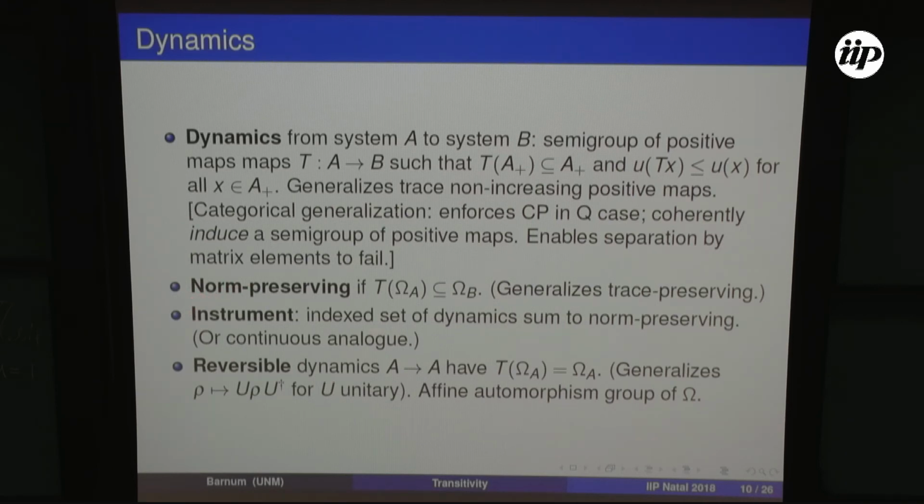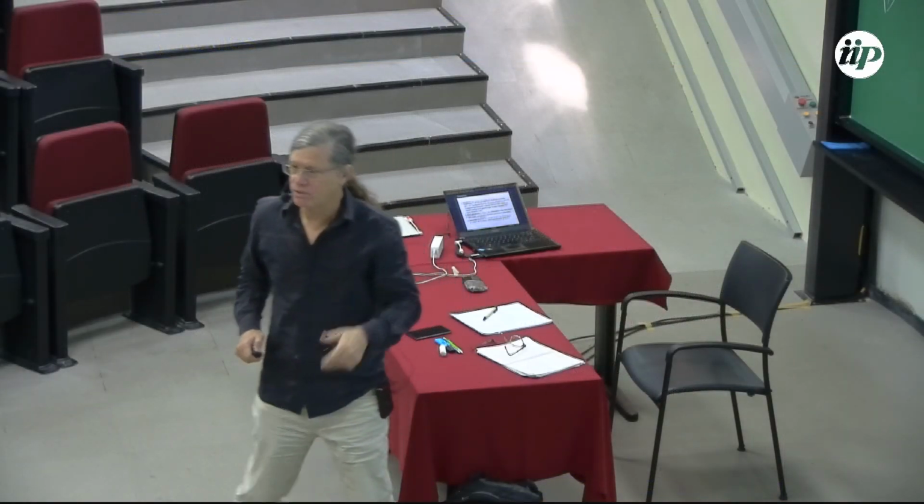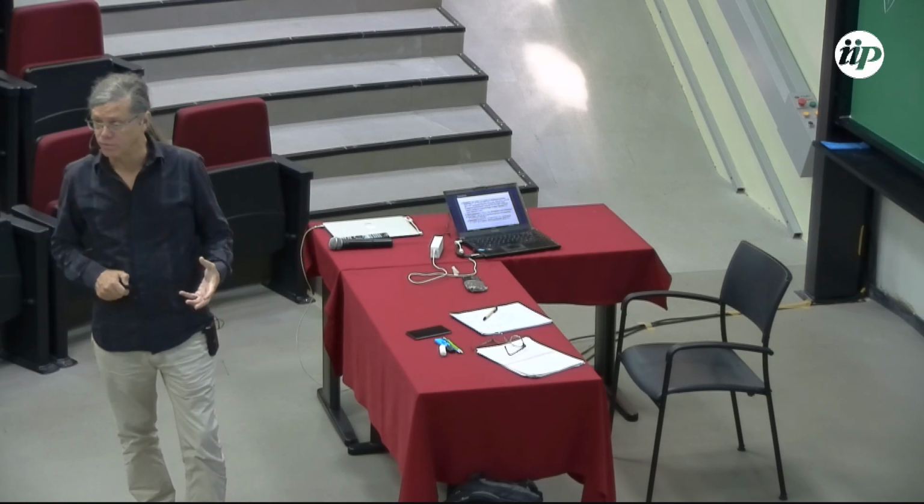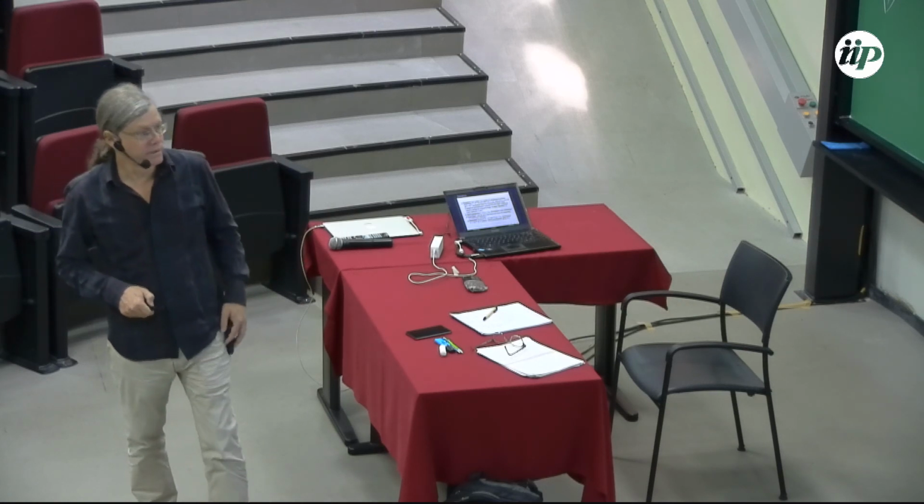Okay, norm preserving just generalizes trace preserving. It means you take normalized states to normalized states. Instrument, we have the same ideas in quantum theory, a bunch of dynamics that sum to norm preserving dynamics. We call dynamics reversible if it's an operation that takes the normalized states onto the normalized states. So in quantum theory, that's rho goes to U rho U dagger. And actually also the transpose is reversible.